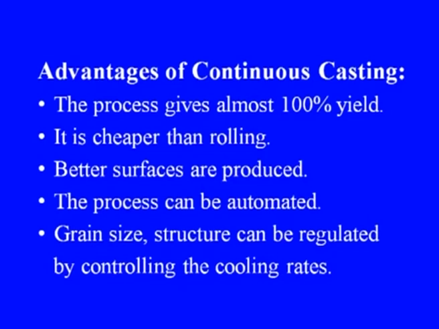First of all, the continuous casting process gives almost 100% yield. The process is cheaper than rolling. Better surfaces can be produced in this process. The process can also be automated. The grain size, the grain structure can be regulated by controlling the cooling rates.